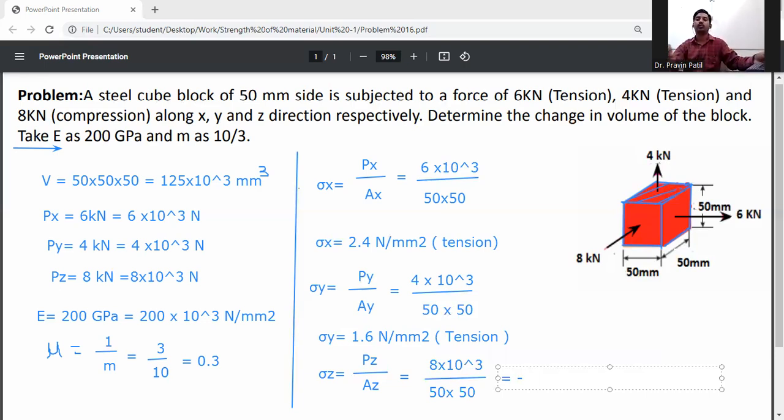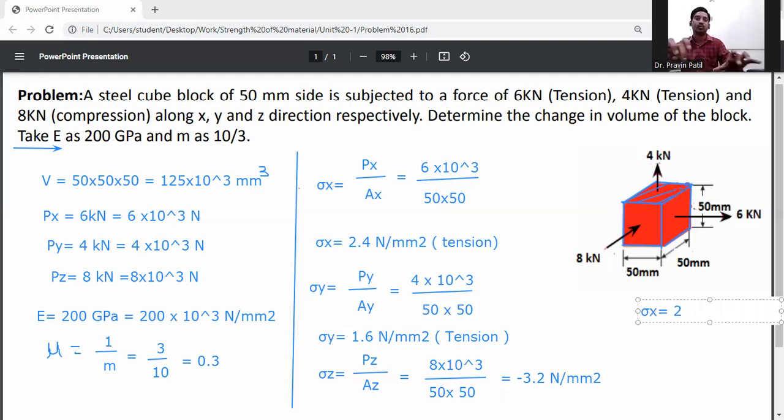It will be 3.2, so it will be minus 3.2 Newton per mm square. Okay. So these are the stresses in x direction, y direction, and z direction. I will note down these values.